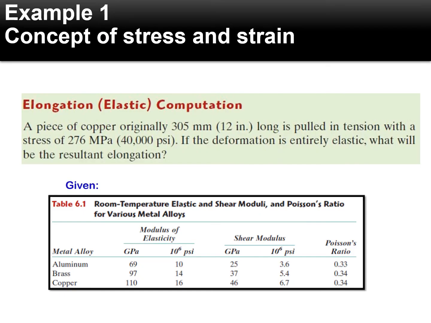Right, now we do example 1 to recap the concept of stress and strain: the elongation elastic computation. The question given: a piece of copper originally 305 millimeters long is pulled in tension with a stress of 276 megapascal. If the deformation is entirely elastic, what will be the resultant elongation? In this case, they give you the value of the modulus of elasticity as well as the shear modulus and the Poisson ratio.